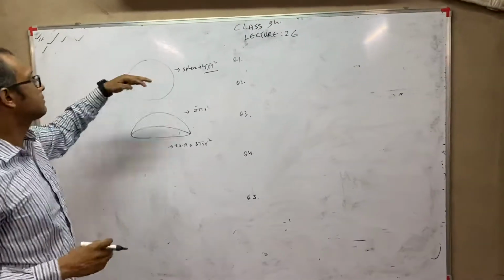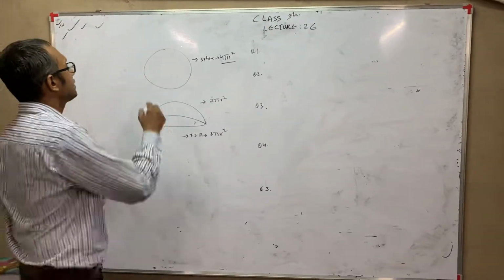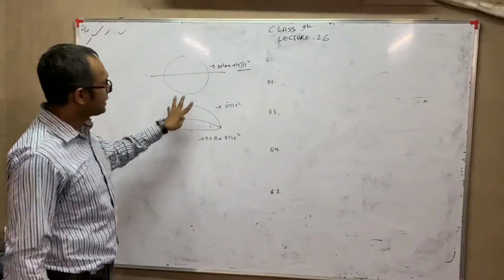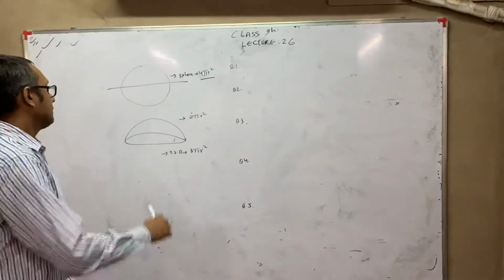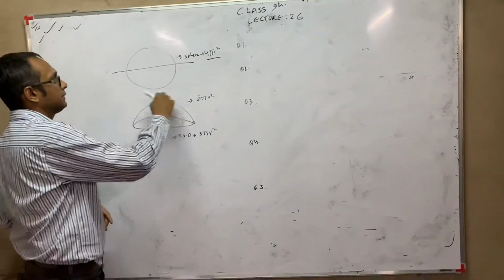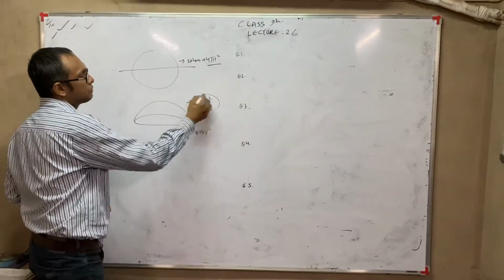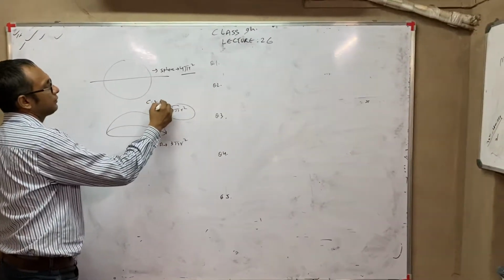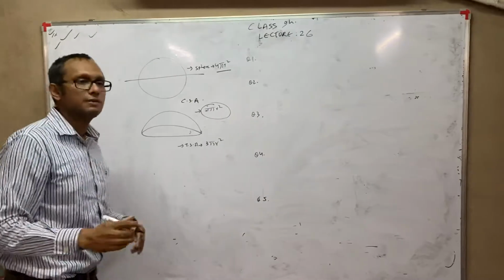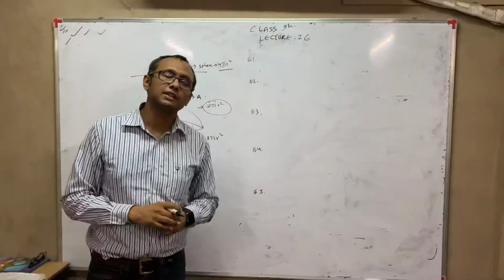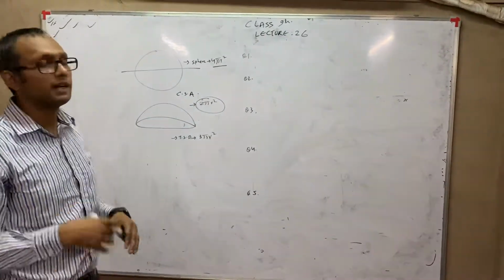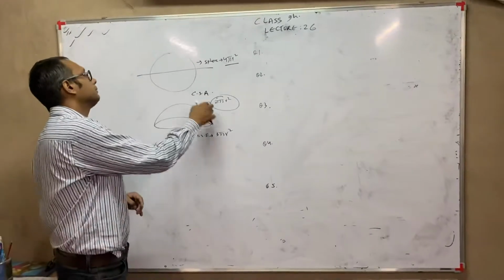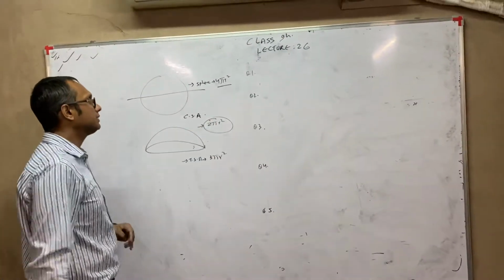Now, if we cut a sphere in between, okay, suppose we cut it from here, then what we get is a hemisphere. The hemisphere's upper part is 2 pi r square, that is CSA, curved surface area. Okay. Many sums have a dome of a temple that has to be painted. In those types of sums, generally, we use this formula, 2 pi r square.